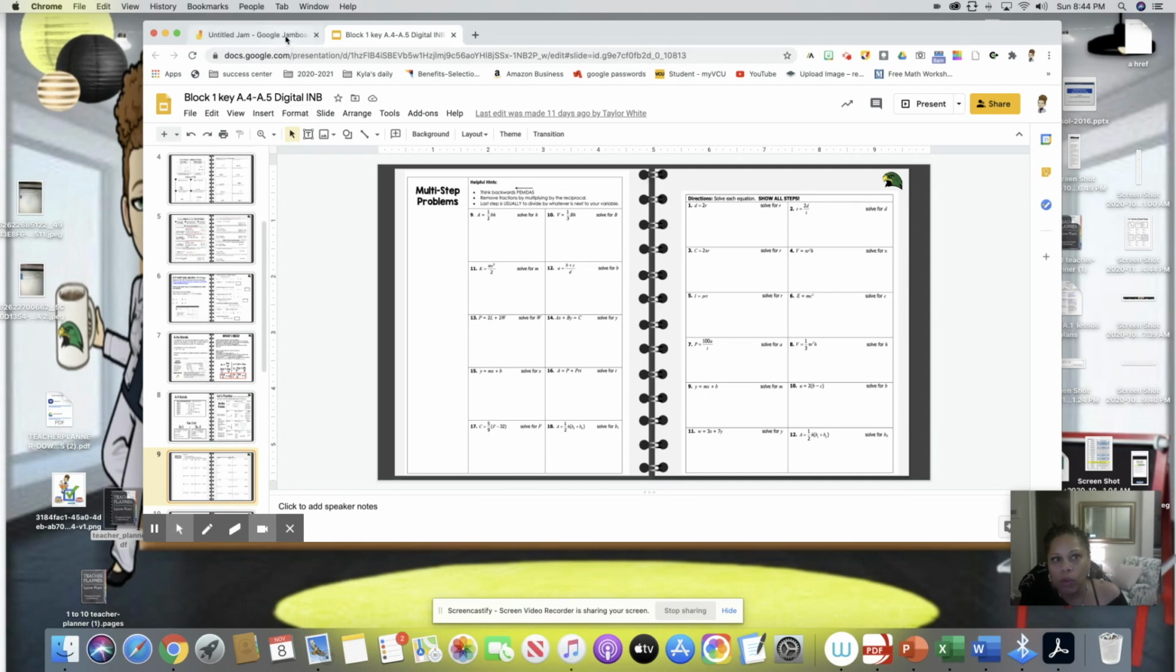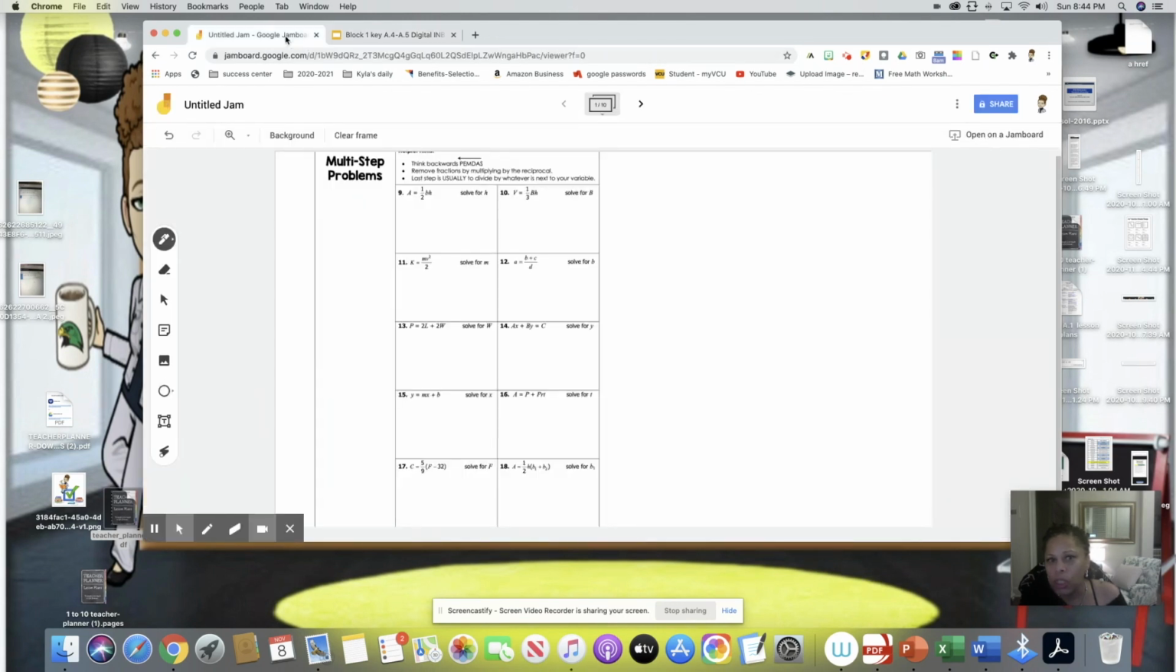So we're going to jump over to the Jamboard, which I will have not only in a video, but I will also have the Jamboard available for you to flip through and go through the slides. So the first problem that we're going to work is problem number 9. It's probably best to do this on a sheet of paper, and you want to copy the problem down. So we're on number 9, area equals 1/2 base times height.